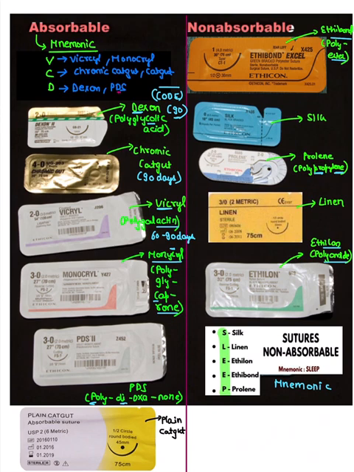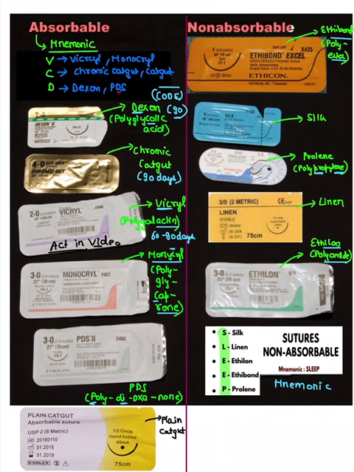Then we have Vicryl. This Vicryl is known as polyglactin. So how I have remembered it like this: polyglactin, like the Vicryl name. So this is 60 to 90 days.